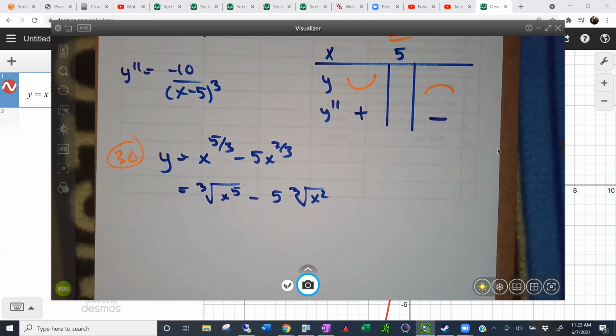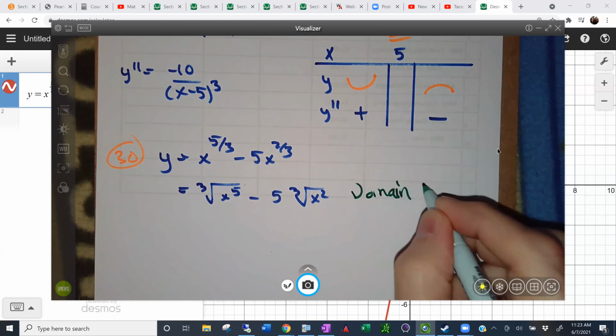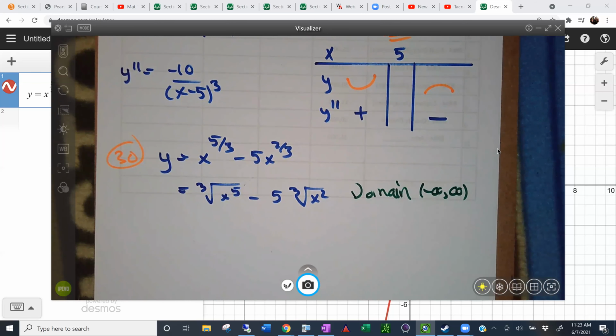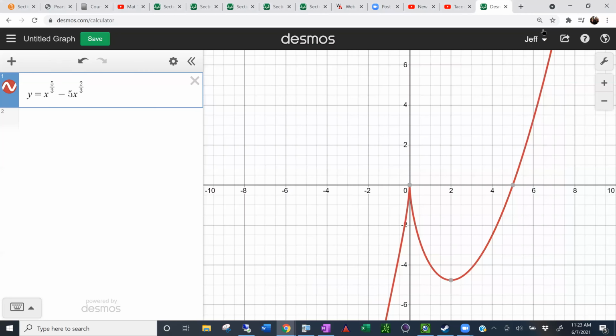So the domain is going to be negative infinity to infinity. All right, well, what else? Now, I don't see that this is necessarily going to be an even function or an odd function. So let's just move on and start calculating some derivatives.